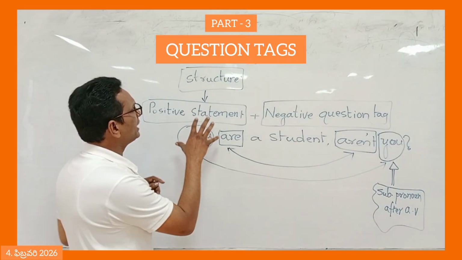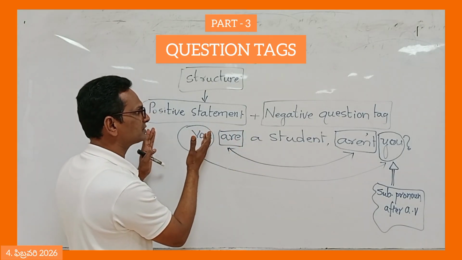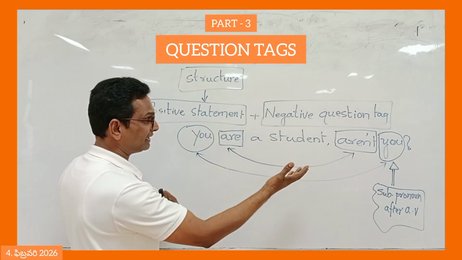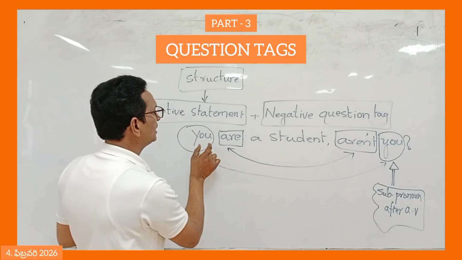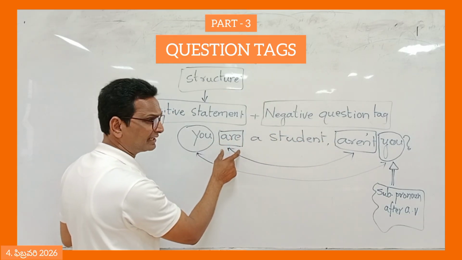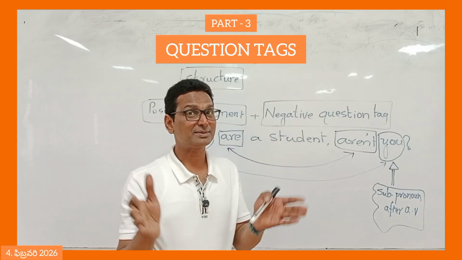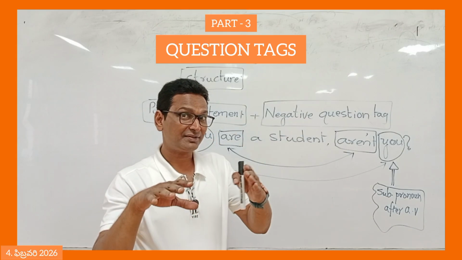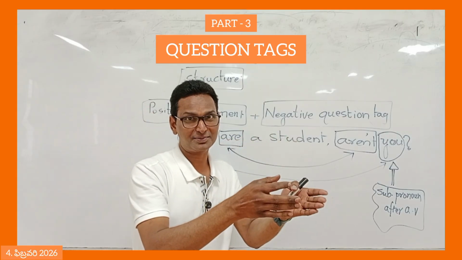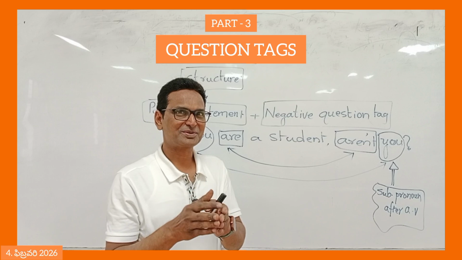Let's try to look at how this sentence has been made. How can this positive statement become the way for the negative question tag? You are a student. You, subject, are, finite verb. By the way, do you know about finite verbs? In English, we have different types of verbs. Primarily, we classify them into main verbs and helping verbs. Main verbs are again divided into regular and irregular verbs.